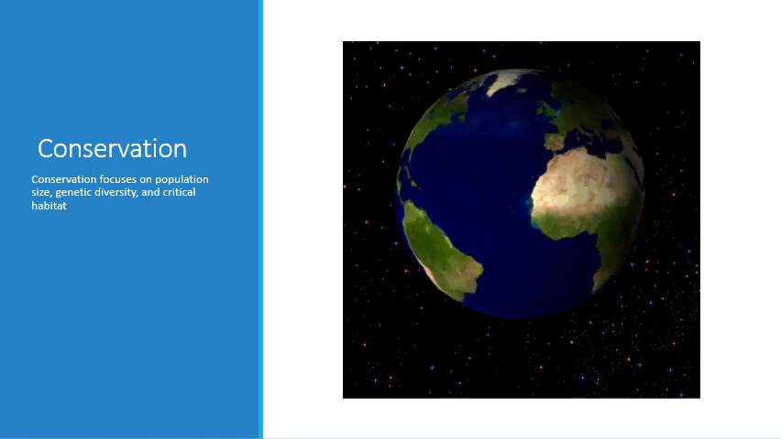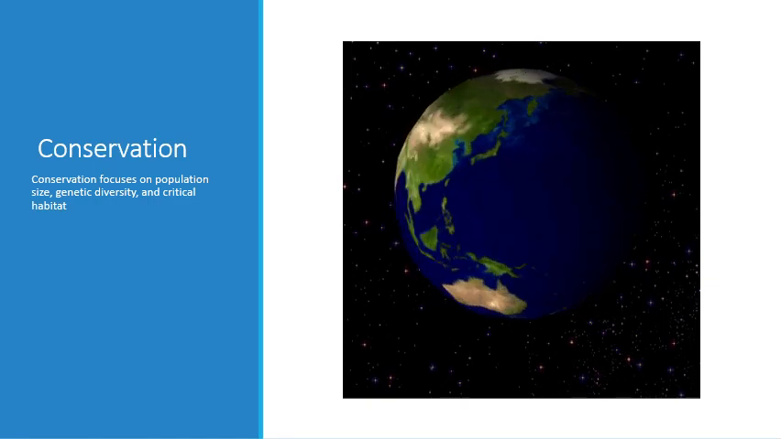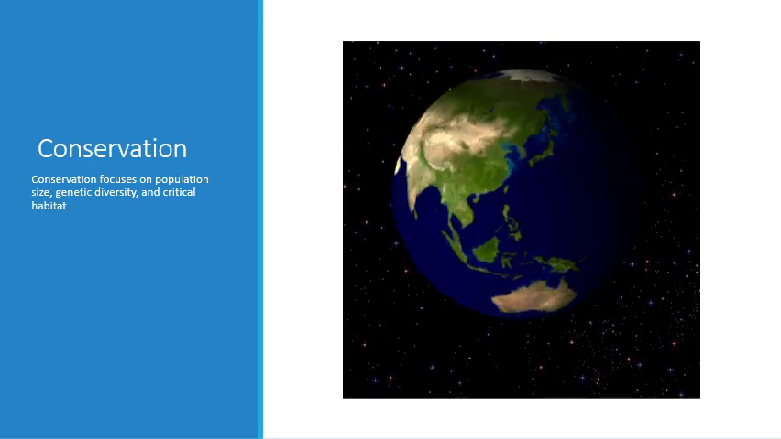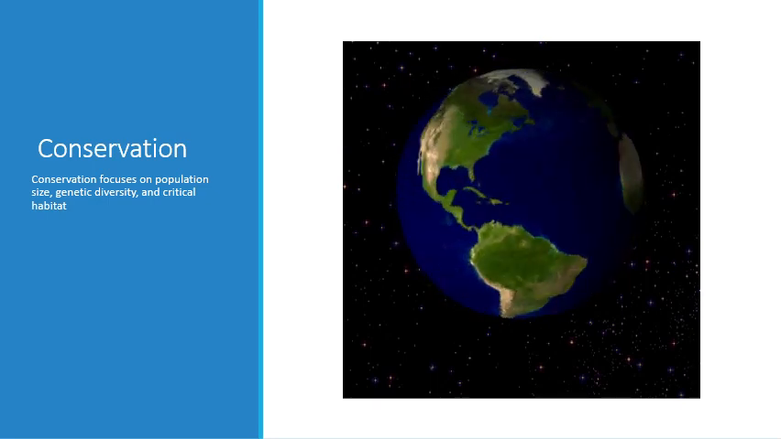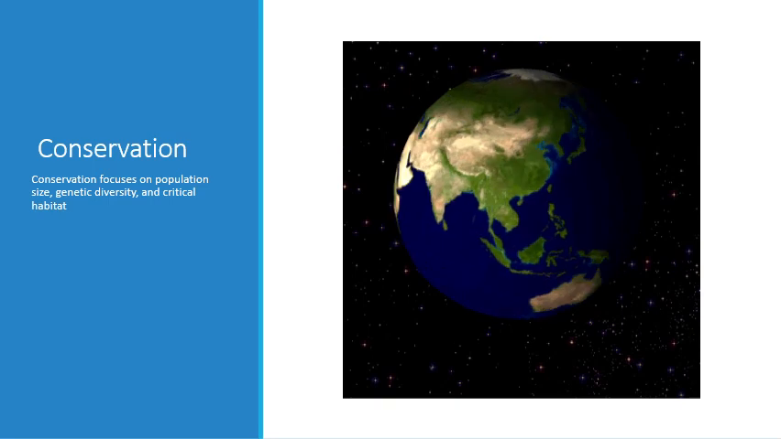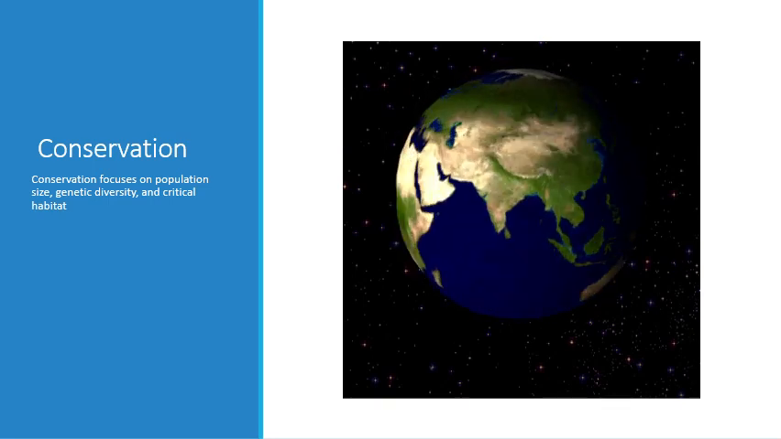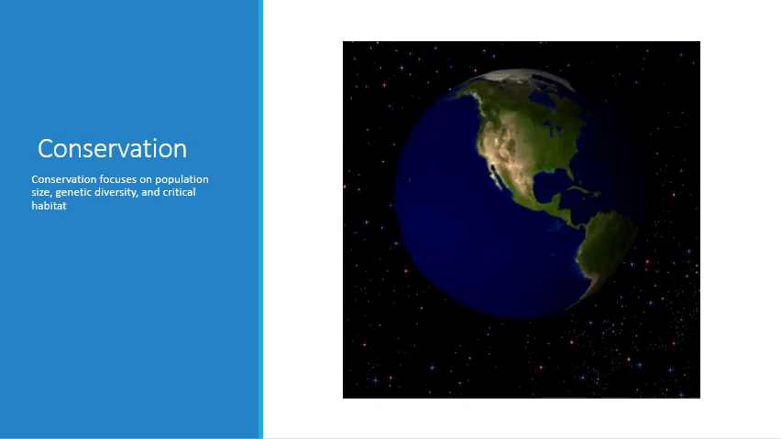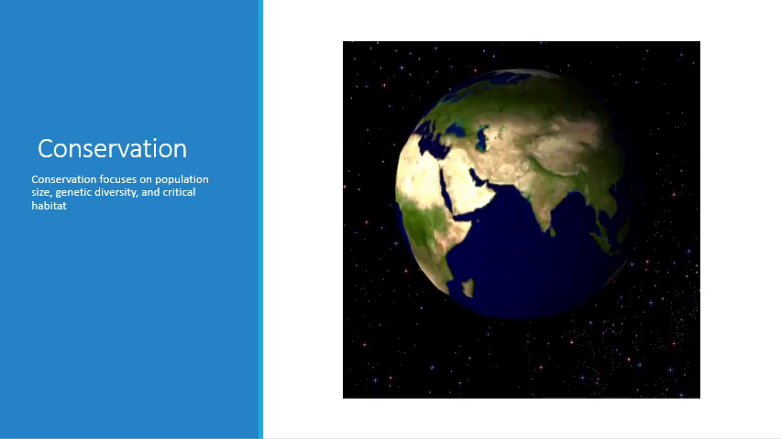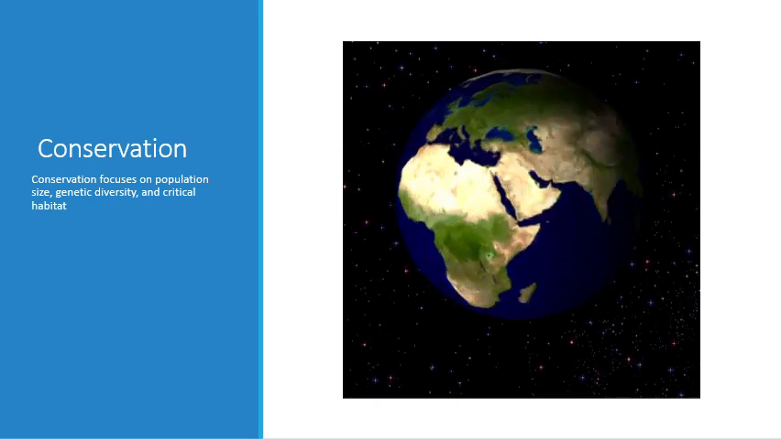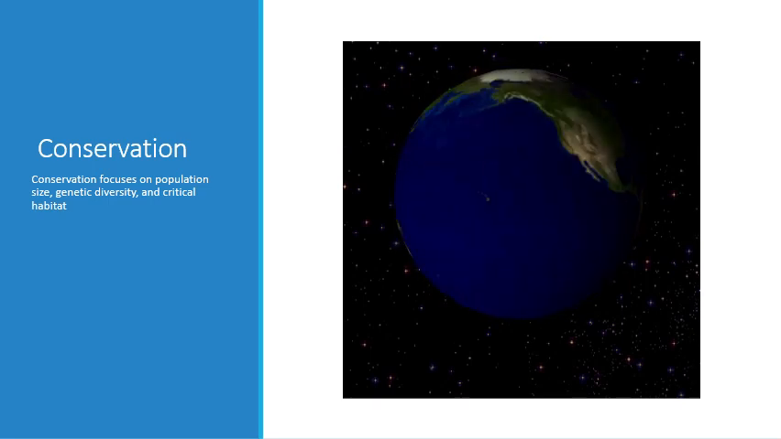So we have this field called conservation. Conservation is where you're trying to maintain biodiversity by focusing on population size, what's sustainable, on genetic diversity, making sure that the organisms you have a wide variety of alleles, and making sure to protect what are called critical habitats. So you're not trying to save everything. You cannot save everything. You're trying to maximize the impact you have.